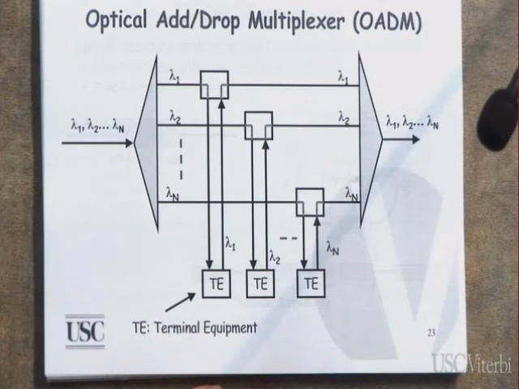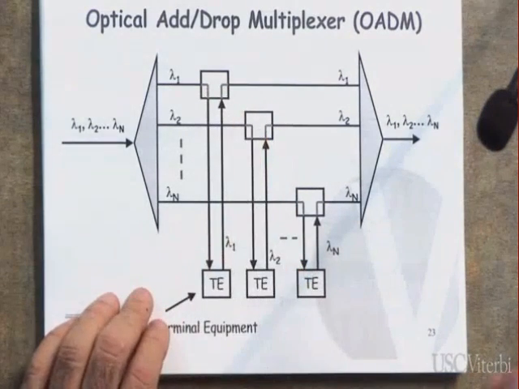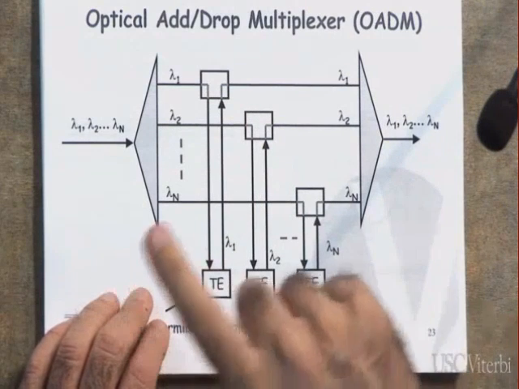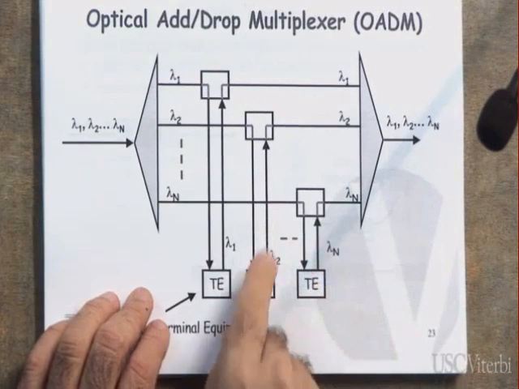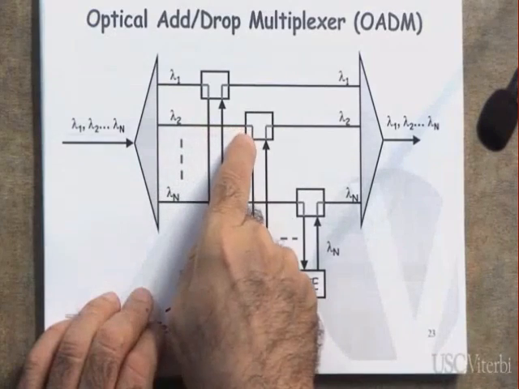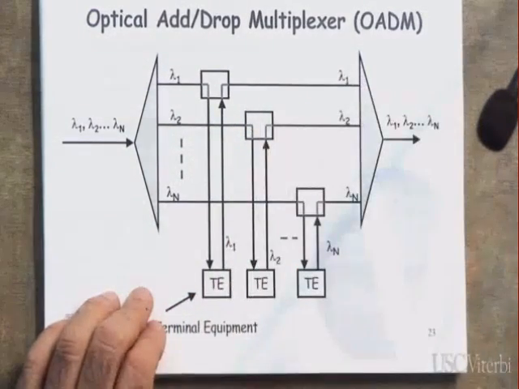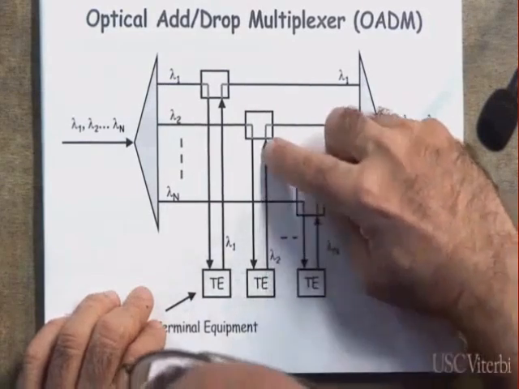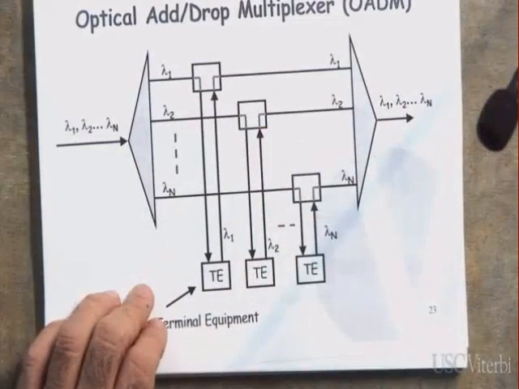Clear? So, by the way, each one of these is at the same what? Wavelength. You drop at one wavelength, and you add at the same wavelength. Let me ask you a question. Here, did I drop lambda 2? Yes? Could I add a lambda 1 here instead of the lambda 2? Could I have added a lambda 1?